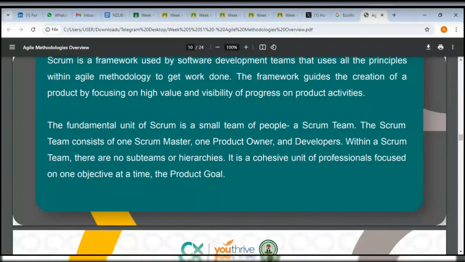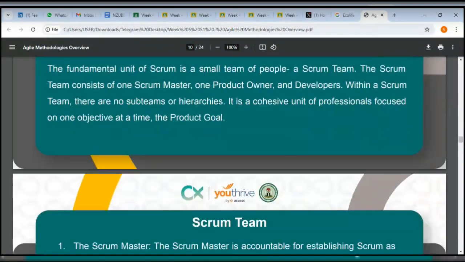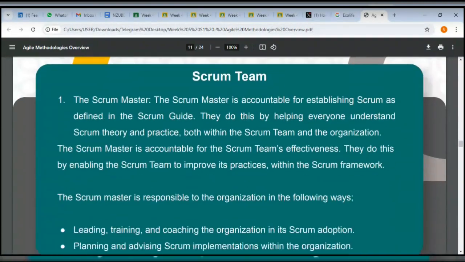It's a different thing. So basically, it's a flat system, and you're not above anybody, and nobody's above you. Within a Scrum team, there are no sub teams or hierarchies. It is a cohesive unit of professionals focused on one objective at a time, the product goal.